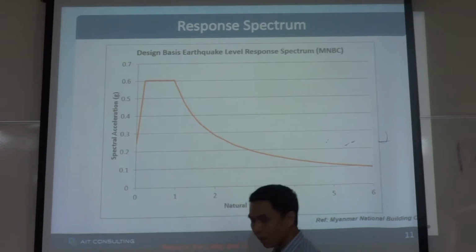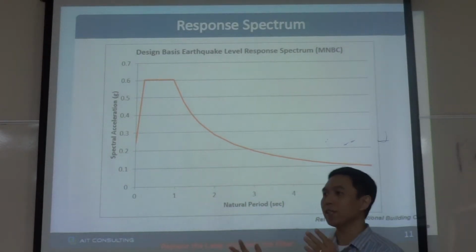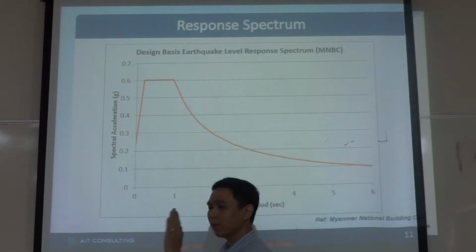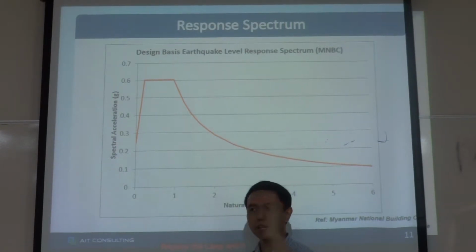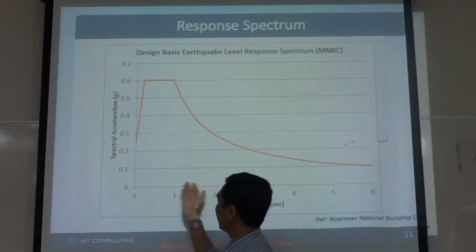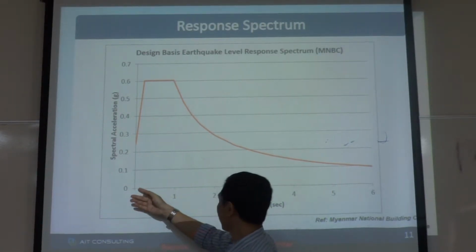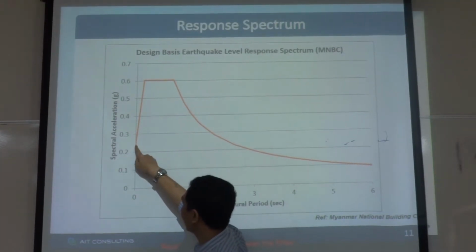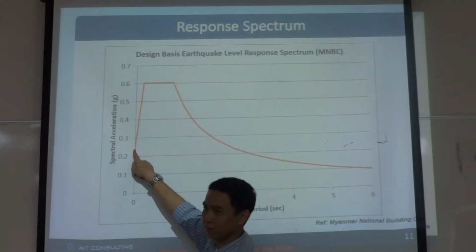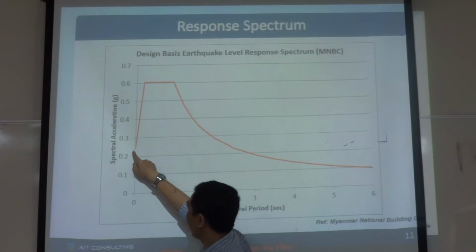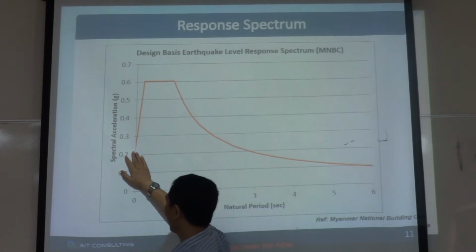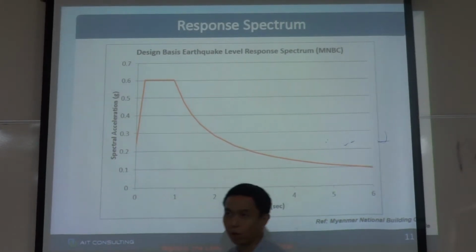But if your building is completely rigid, which is not possible, the building will shake with the same acceleration as the ground. So if the building is completely rigid, the natural period of the building will be 0, and this value will be the same as the ground acceleration. You can determine the peak ground acceleration of the earthquake, which will be the starting point of the response spectrum.